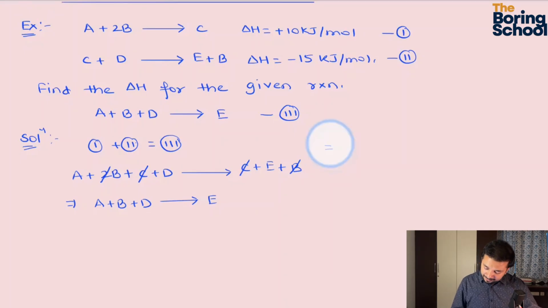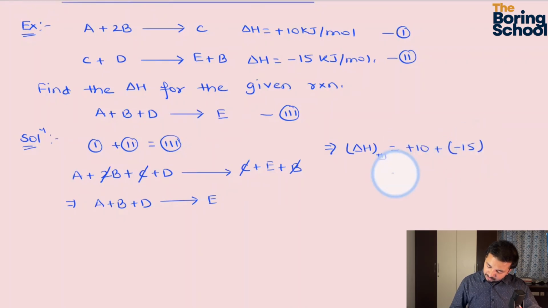And if I am obtaining the third equation by adding the first and second, then delta H of the third reaction can be obtained by adding delta H of the first and second reactions. So delta H of the third reaction will be equal to delta H of the first, which is plus 10, plus delta H of the second, which is minus 15. So this will be equal to minus 5 kilojoule per mole.